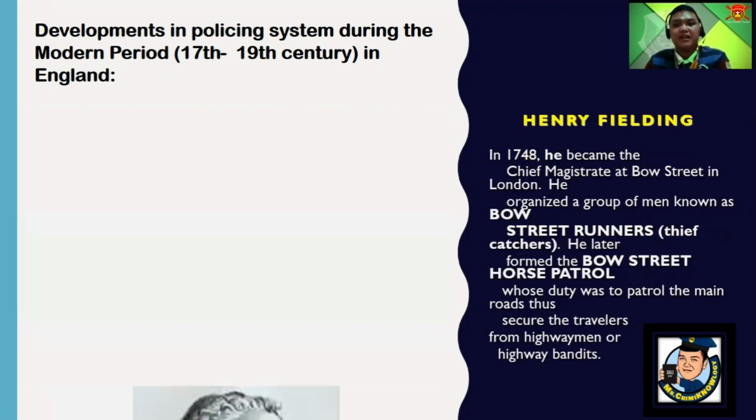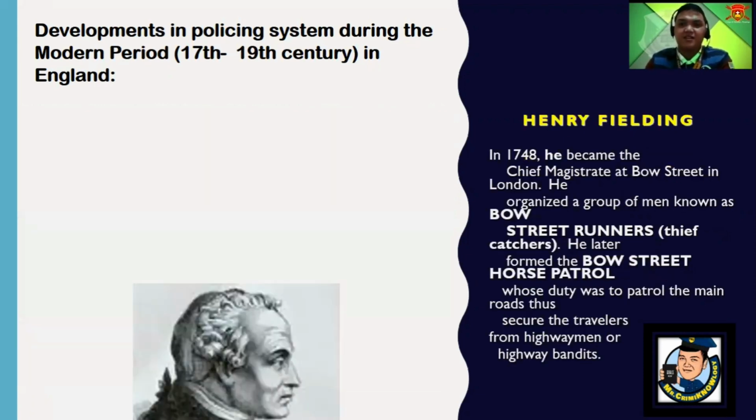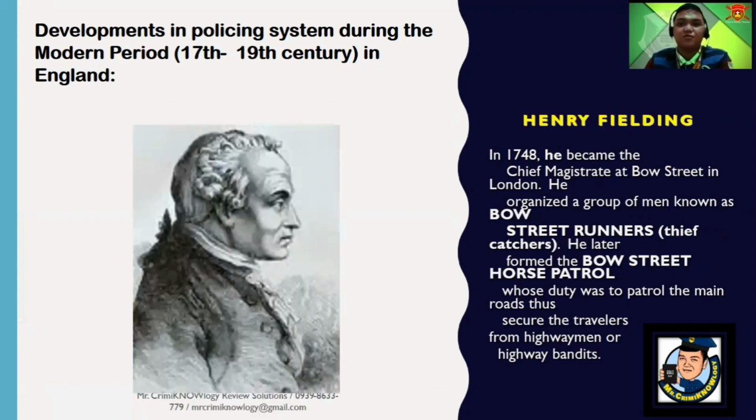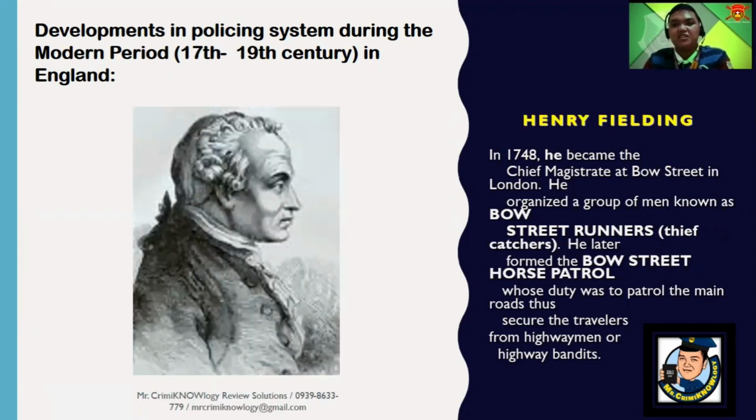We also have Henry Fielding. In 1748, Henry Fielding became the chief magistrate of Bow Street in London. He organized a group of men known as the Bow Street Runners or the Thief Catchers. He later formed the Bow Street Horse Patrol, whose duty was to patrol the main road to secure travelers from highwaymen or highway bandits. Henry Fielding.